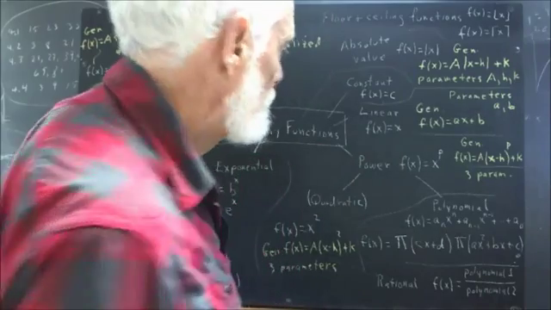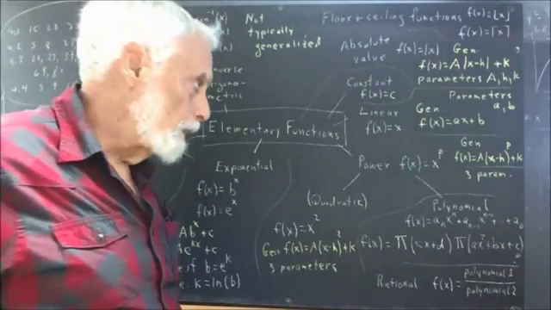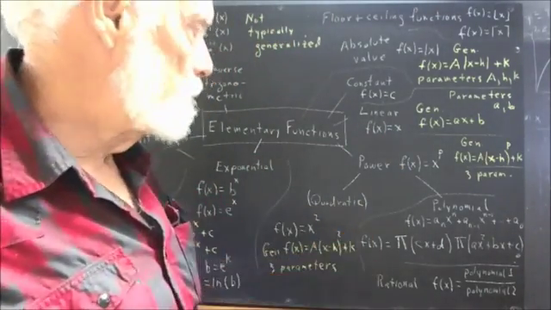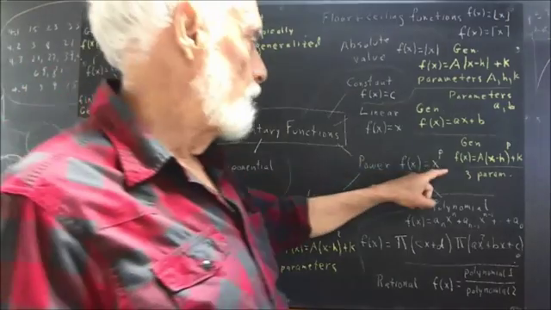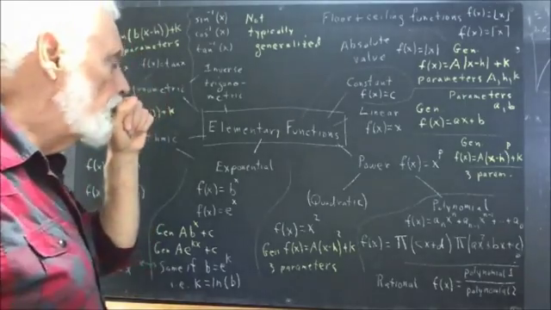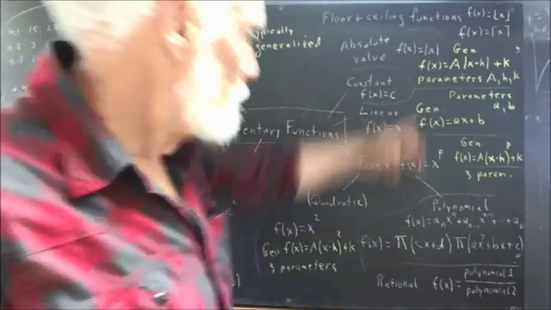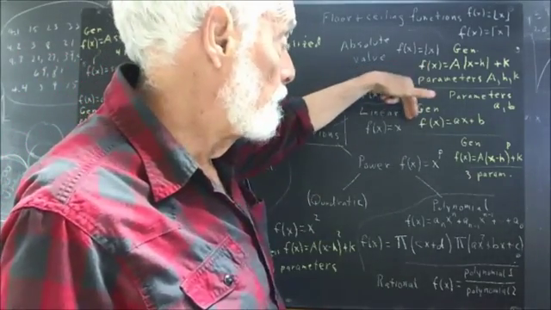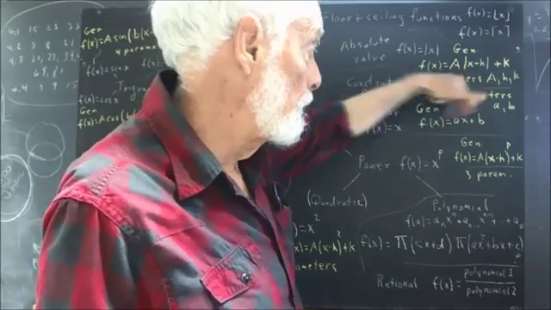Now, without going into all the detail about what these stretches and shifts do, if we have the power function f of x equals x to the p, we can generalize this function. Up here, the most general linear function is f of x equals ax plus b.